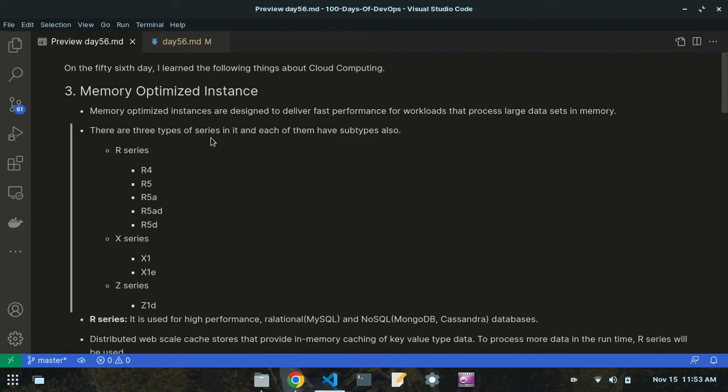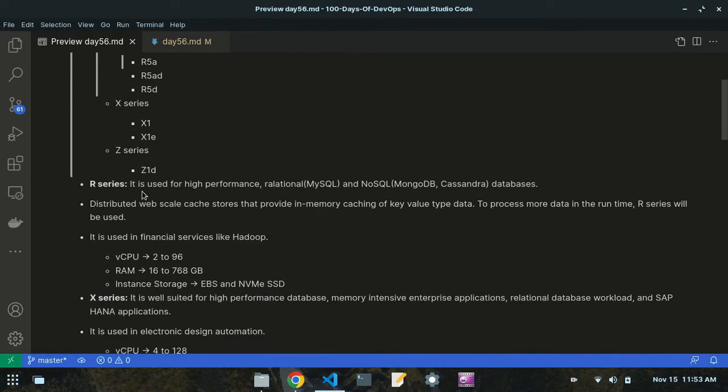So there are three types of series in it, and each of them has subtypes also. The first series is the R series, the second one is the X series, the third one is the Z series. There are multiple types of the R series: R4, R5, R5A, R5AD, R5D. The X series has two types, X1 and X1E, and the Z series has only one type, Z1D. So let's take a look at each of these types.